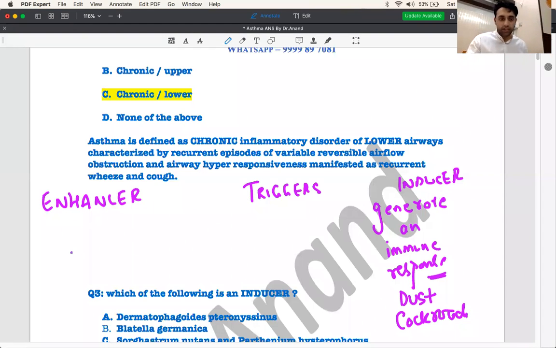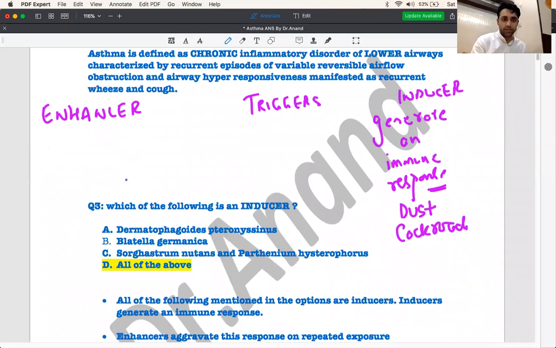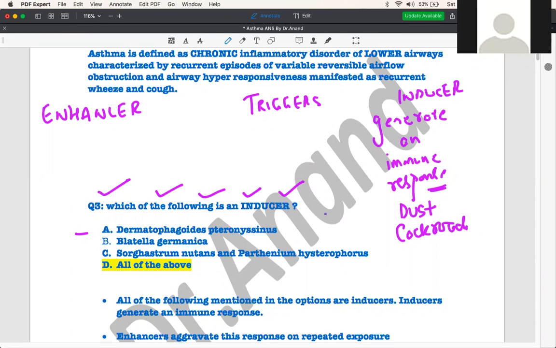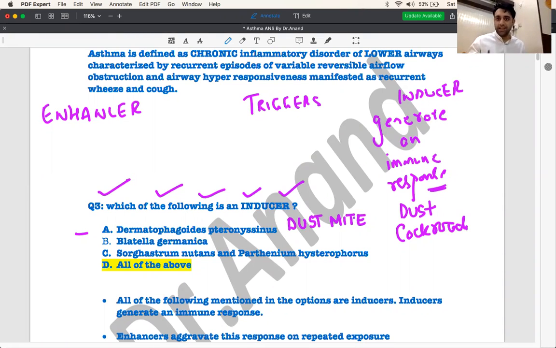Question number 3 is talking about that. Which of the following is an inducer according to GINA guidelines? Option 1, Dermatophagoides, is nothing but dust mite. The other name for this is dust mite. Option B, Blattella germanica, is nothing but the cockroach. These are the various inducers which you need to know.